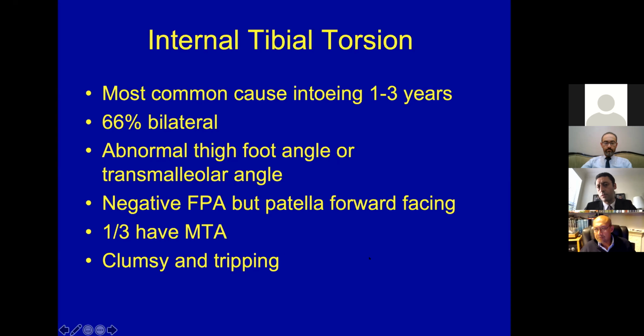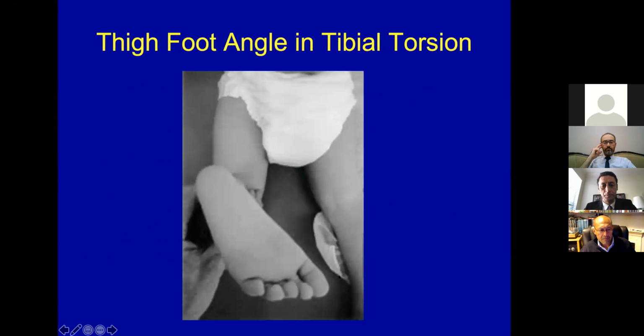And the most common presentation is a kid who falls a lot, trips, and can injure themselves, or they are not coping with other kids, with running, with being active. And most of the time, parents report that kids are clumsy, not as active as other kids. And this is the thigh-foot axis.